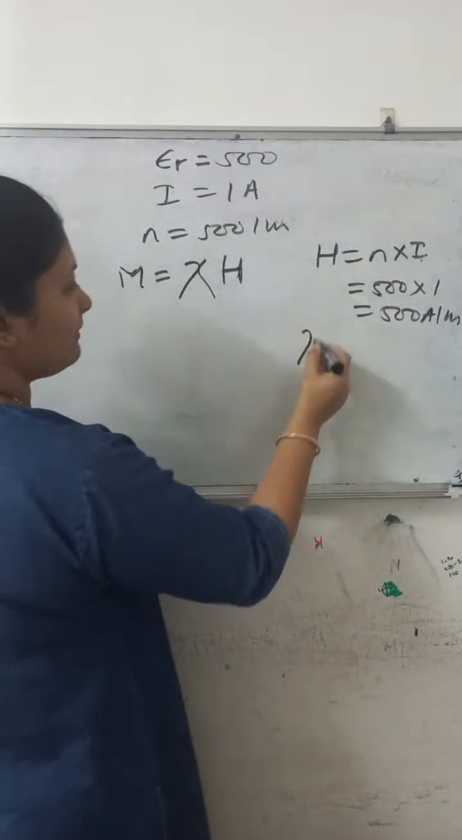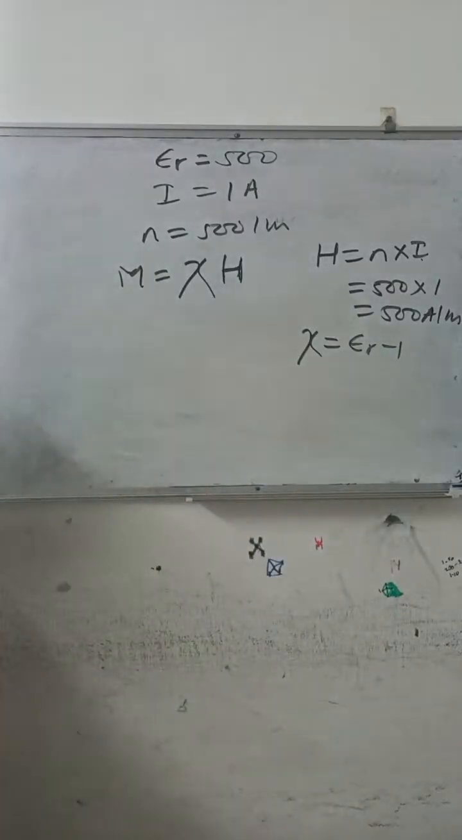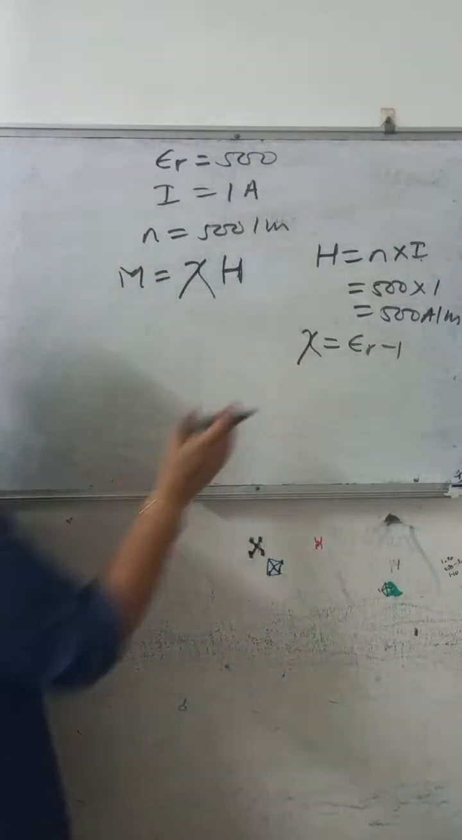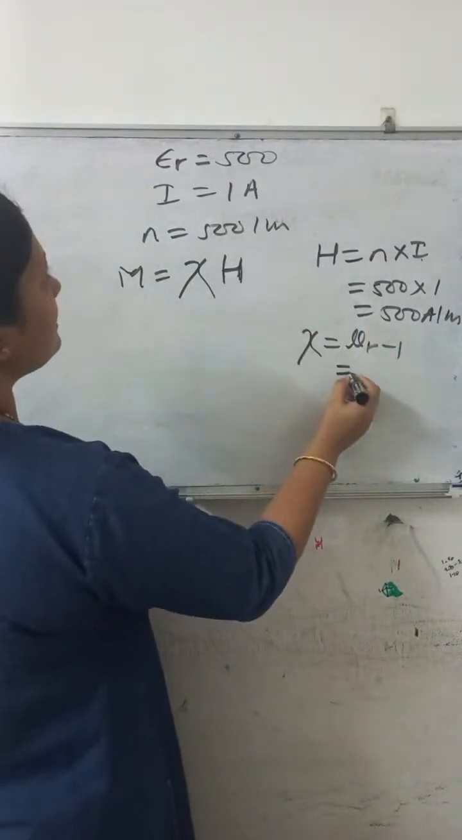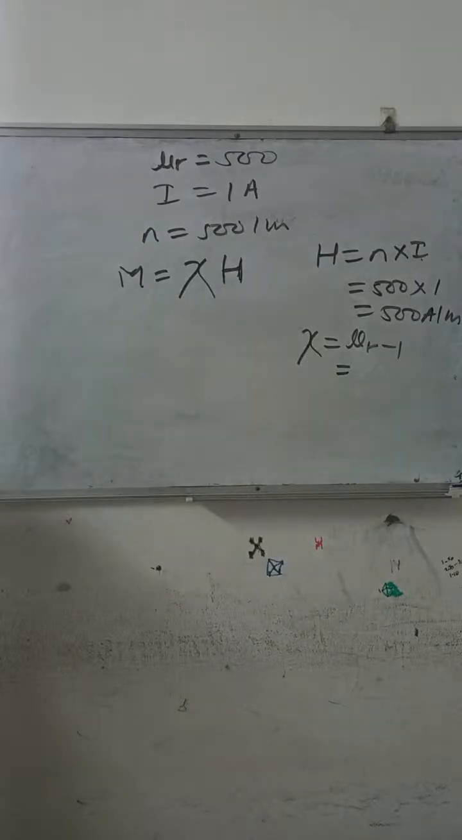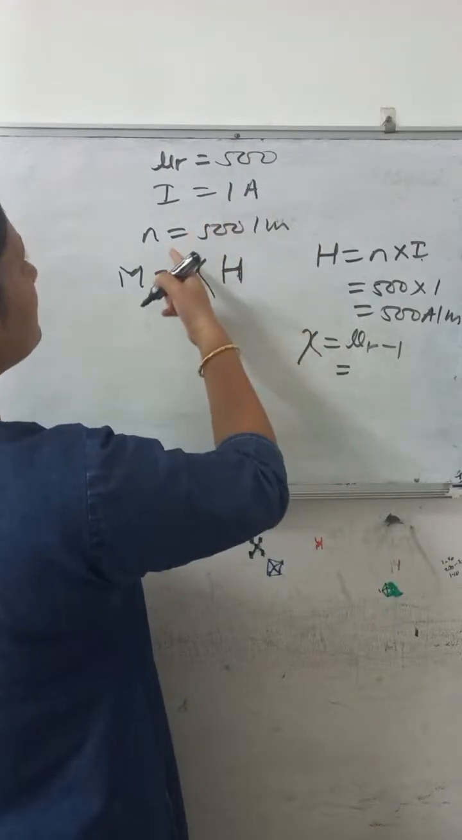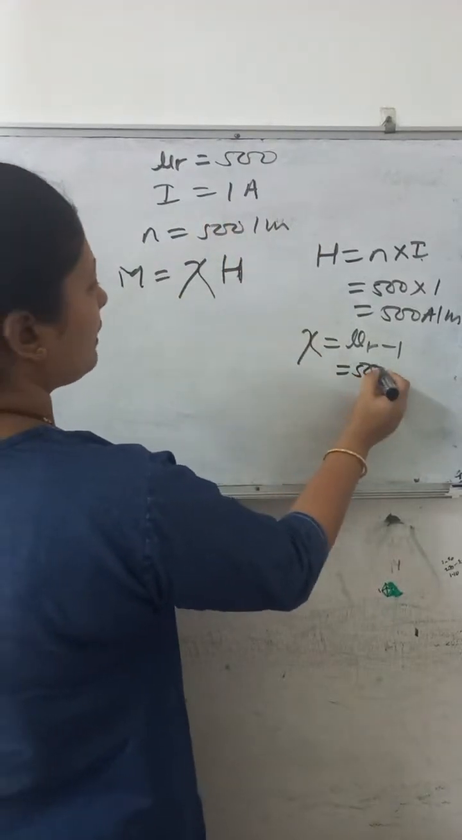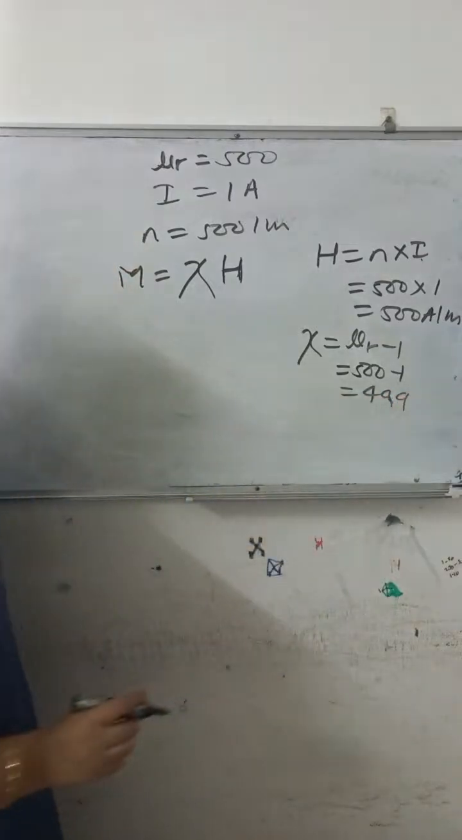Then what about psi? We don't know psi, but we can calculate it as mu r minus 1. Not epsilon r, sorry, this is the magnetic chapter, so it is mu r, the relative permeability. Mu r is given as 500. So 500 minus 1 is 499, which is your psi value.